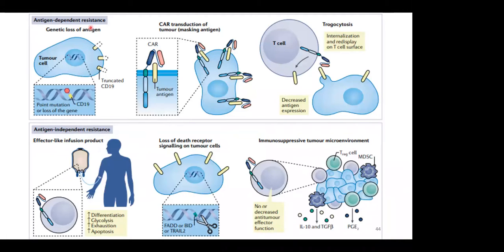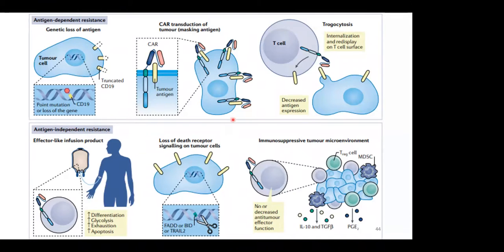In antigen-dependent resistance, how has the tumor cell thought? The tumor cell has understood that it is CD19 that these CAR-T are directing at. So why not cause a point mutation or the loss of the gene? You have these B cell leukemic or lymphoma tumor cells running around in the patient's body without a CD19. So basically the CAR-T is blind because it's not able to detect the target.